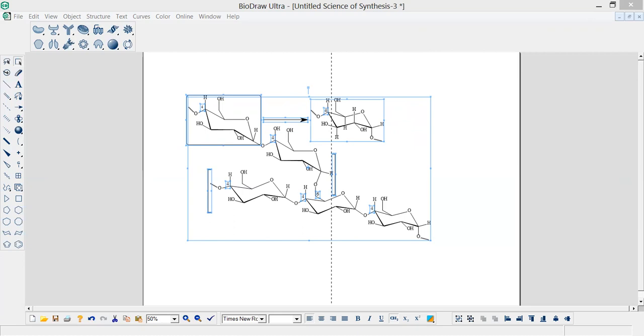This is a reaction mechanism drawn in BioDraw software. This is a reaction mechanism of general esterification.